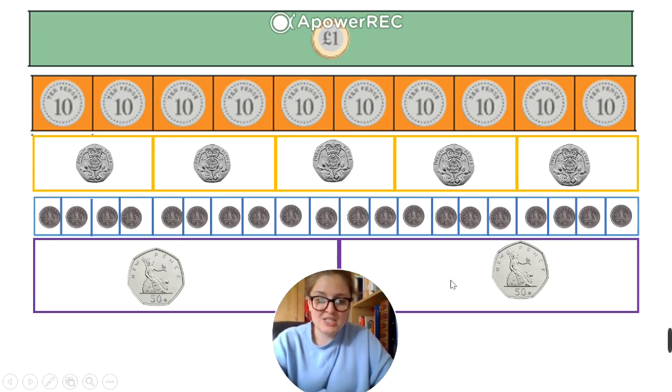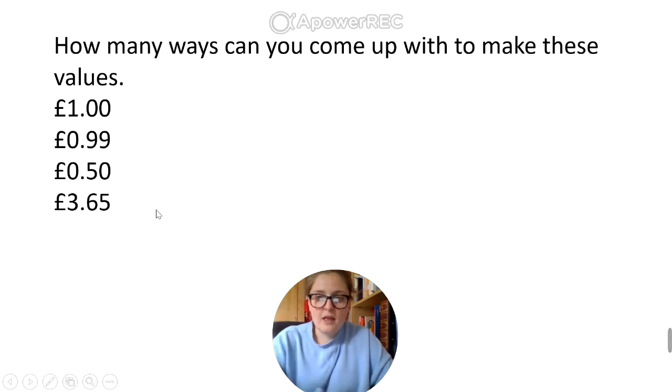So all I want you to do today is have a little play with some money. If you've got some money at home or you want to print out this sheet, then please do. It's all on Purple Mash. And I want you to have a practice counting up and making different values of money. So you could take these values, for example. So how many ways can you come up to make these values?